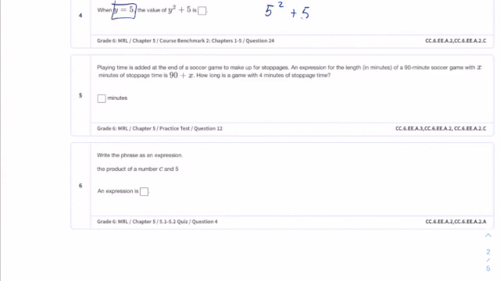So that's 5 squared plus 5. 5 squared is 5 times 5, plus 5. So that's 25 plus 5. So 30 is the answer to this one. Okay, moving on.